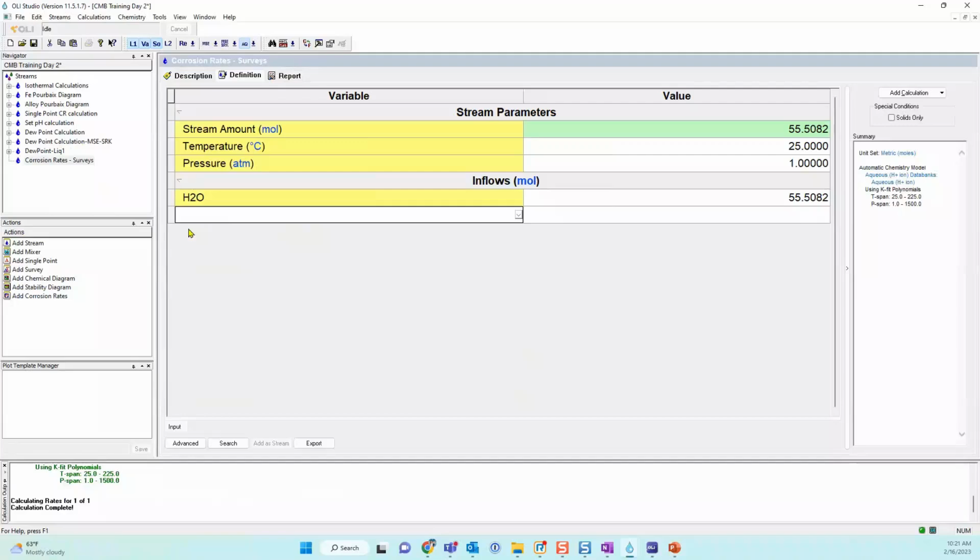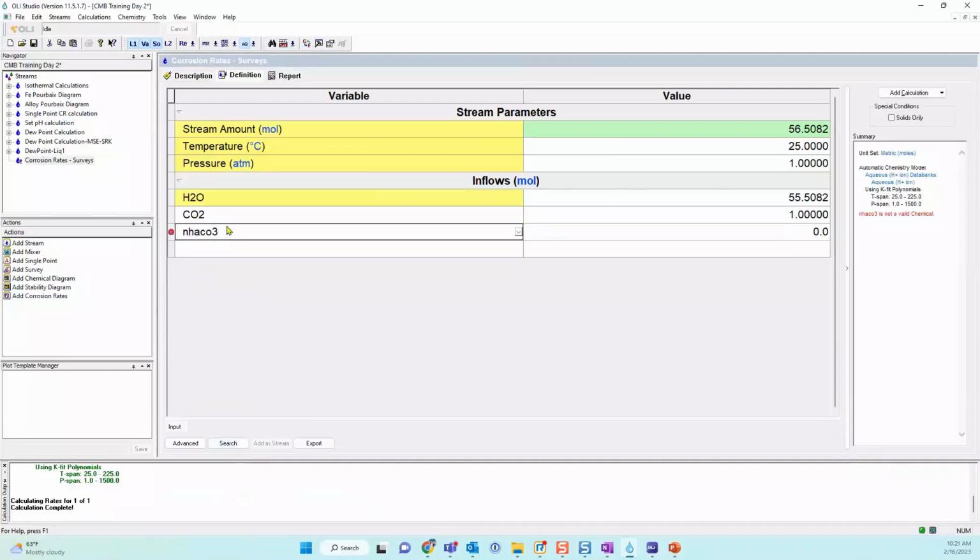So for the inflows is my chemistry. Water will be the default. Of course, I need some water. I have some CO2, and that is 1 mole. We will need to figure out if it dissolves completely or how much of it dissolves. We also have some buffer, which is the sodium bicarbonate, and I entered it wrong, so it's NaHCO3. This is the sodium bicarbonate.